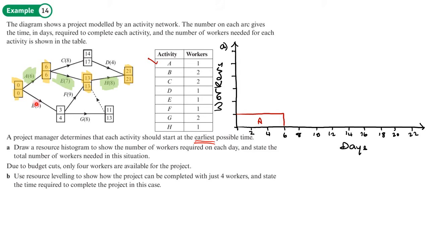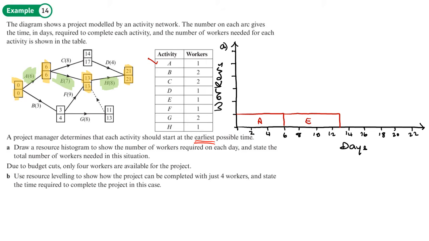Activity E. So we won't just go straight down the critical activities first. Activity E has a duration of 7 and requires 1 worker, and we can see exactly where it finishes. It's going to finish at 13, and that's 1 worker. So these should be the easy ones to fill in.